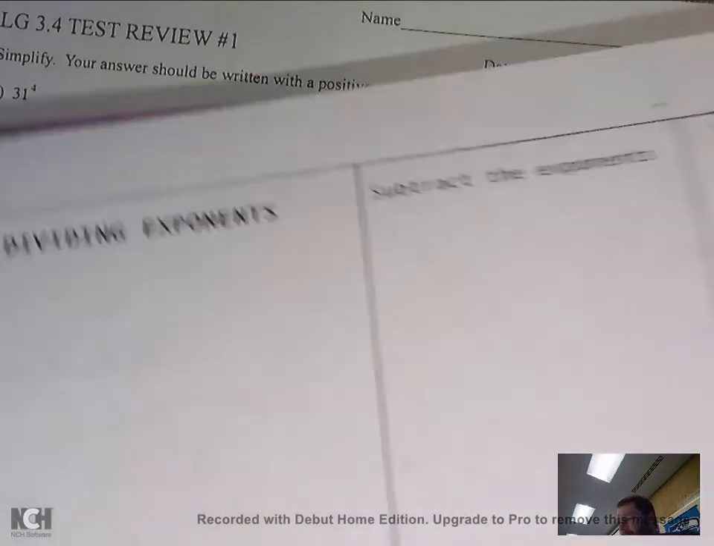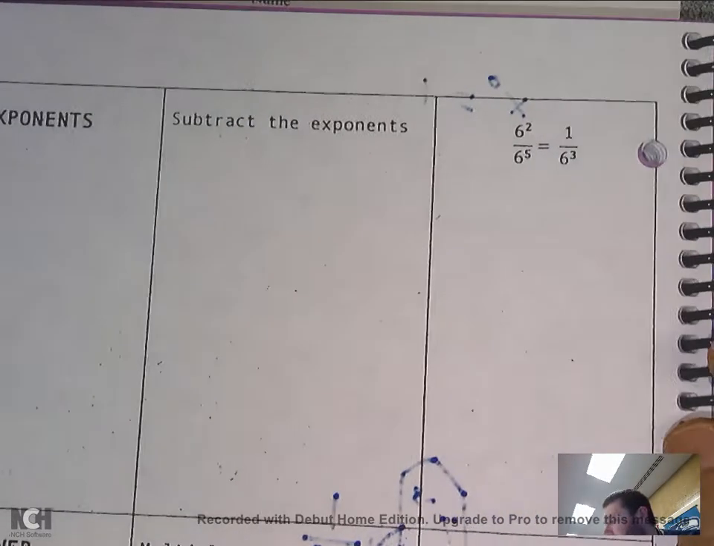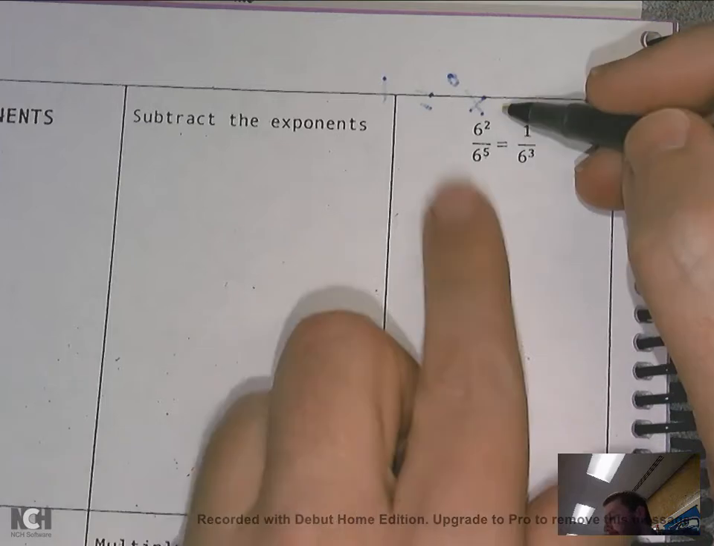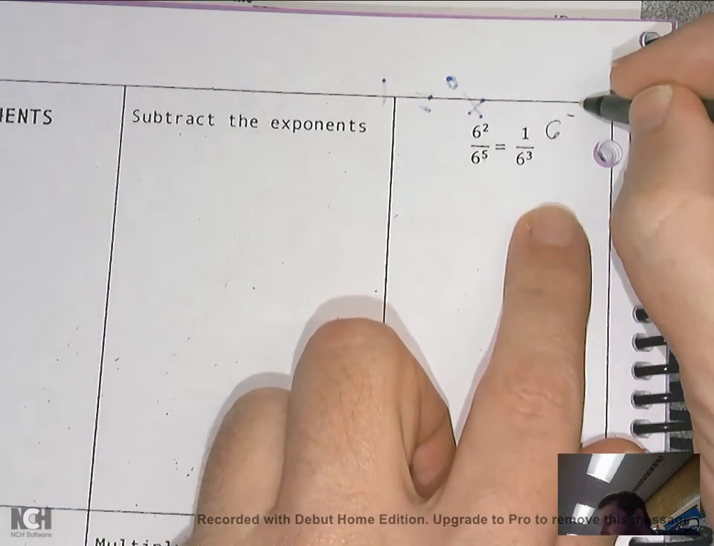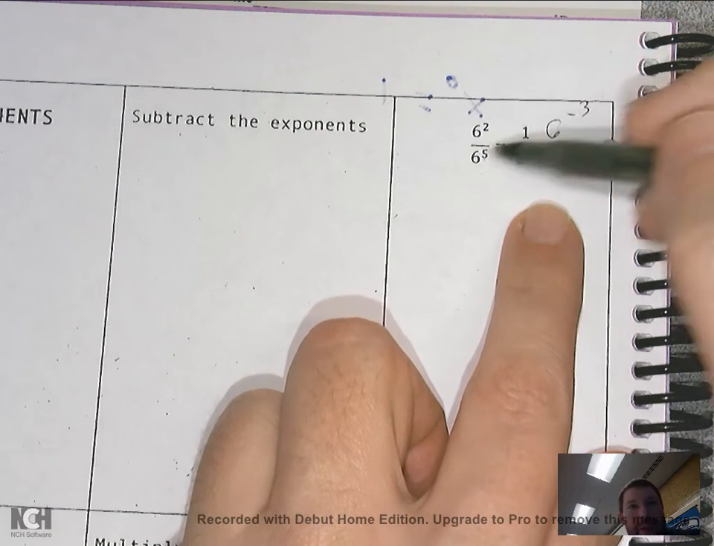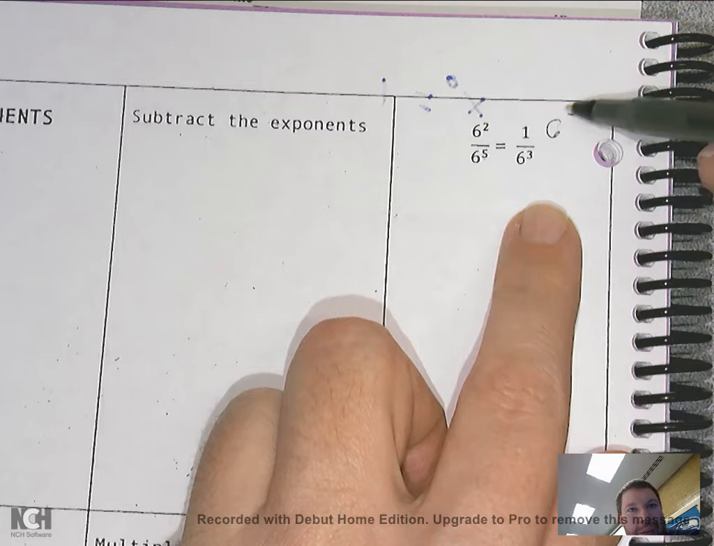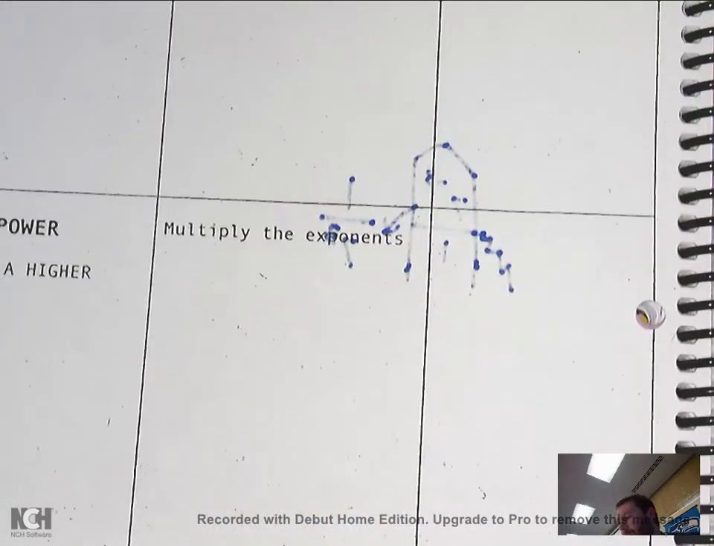Okay? Then we have the dividing exponent rule, and that's where you just subtract the exponents. So it's the top number minus the bottom. So this could be 1 over 6 to the third, or it could be written as 6 to the negative third, right? You just subtract the exponents. So 2 minus 5 is negative 3, or if I flip it across the fraction bar, it would be 1 over 6 to the third.